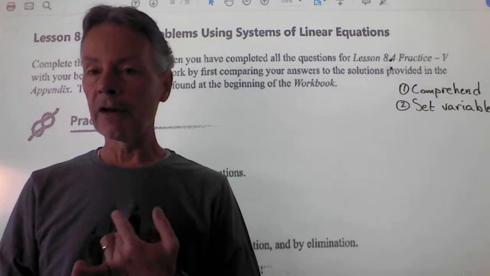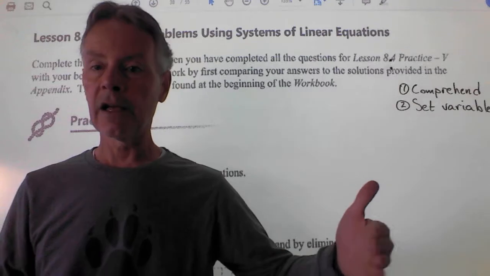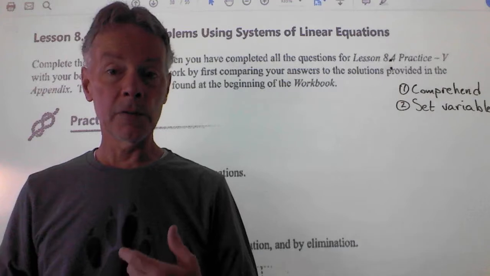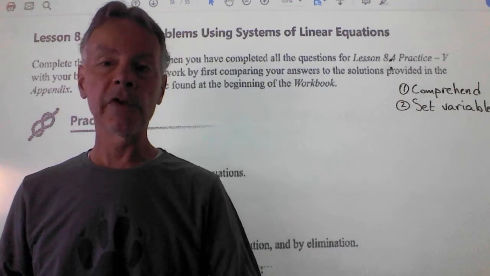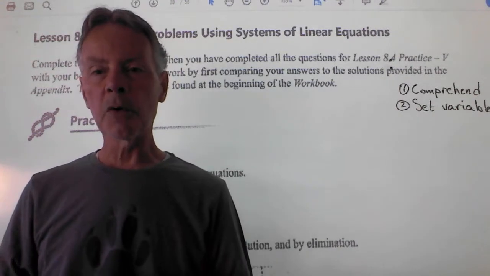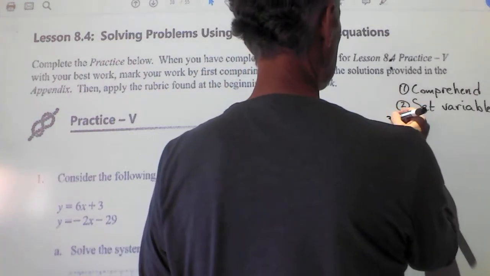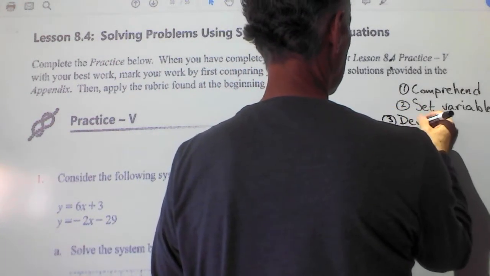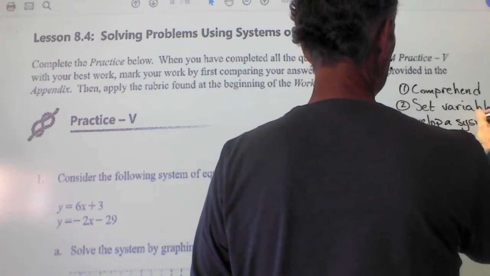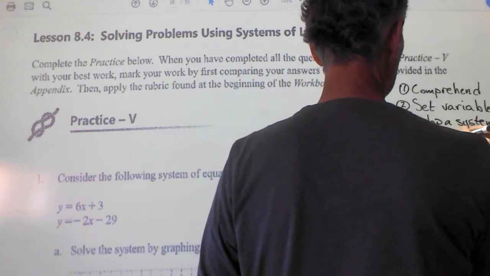Okay? If you're trying to find a number of tickets purchased, say that. Let x equal the number of tickets purchased. If on the other hand you're trying to maybe find the price of a ticket, then you would say let x equal the price of the ticket. Okay? It's really important because it helps you to do the next step, step three, which is to develop a system of two equations.